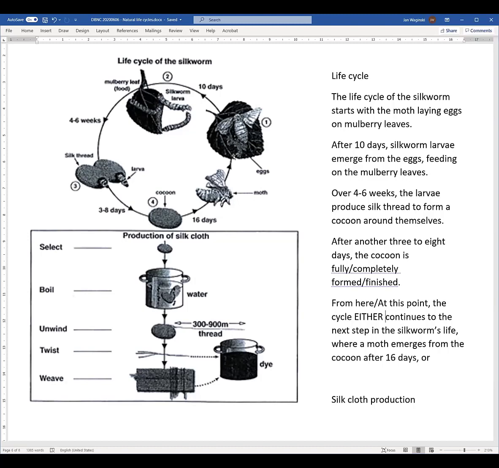Oh, yes. So here we could talk about two possibilities. At this point, the cycle either continues to the next step in the silkworm's life, where a moth emerges from the cocoon after 16 days, or the cocoon is boiled to start silk cloth production. Sorry, what did you say? I continue just as you said, or the cocoon is boiled to start silk clothes production.